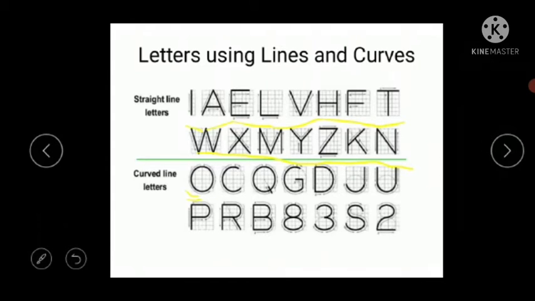0, O, C, Q, G, D, J, U. In these letters we are using the curved lines. See here, P, R. In these letters, we are using both lines and curves. B, we are using the line and also the curve. 8, 3, S, 2. In 8, 3 and S, we are using only the curve. But in 2, we are using the curve and also the straight line.